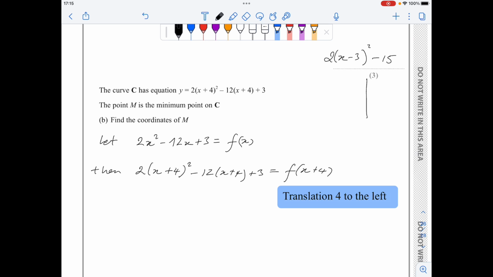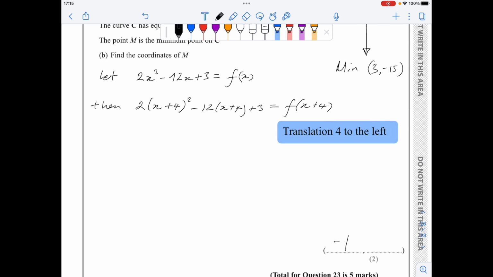And if the expression above has a minimum point at (3, minus 15), I can extract this information from this equation. The x coordinate is given by the value of x that makes the bracket go to 0. Once this goes to 0, what is left is minus 15. So since the minimum point is (3, minus 15) and you translate these 4 units to the left, the new minimum point will be (minus 1, minus 15).